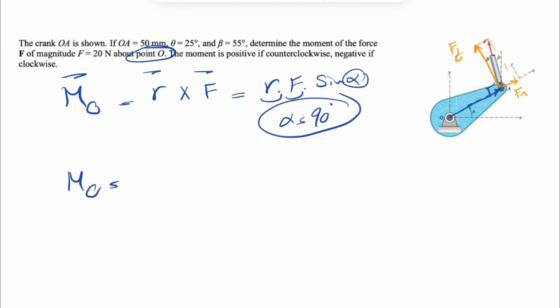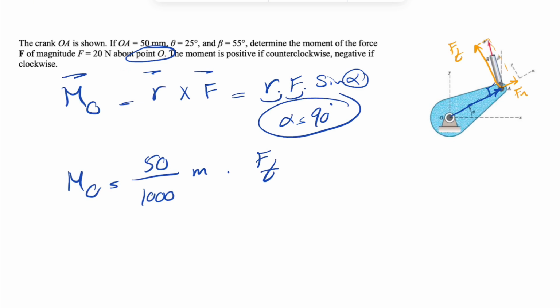So for the moment, we simply have R times F. Our R we know is 50 millimeters, so we're going to divide 50 by 1,000 in order to get it in meters. And we're going to multiply that by the F, which here is our Ft. So all we need to do here is find Ft. And for finding Ft, we need some information about the angles.